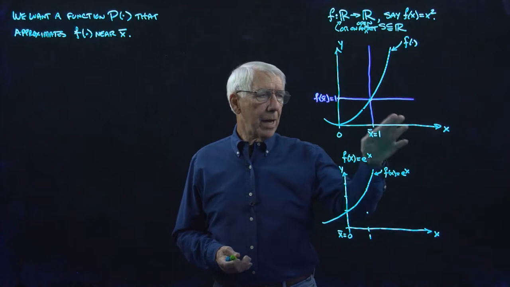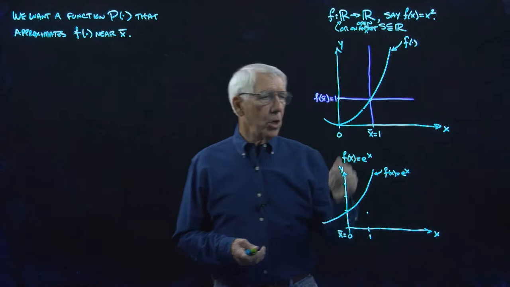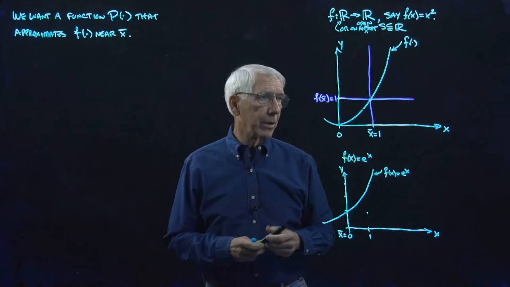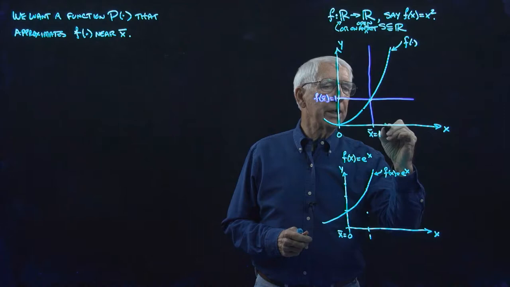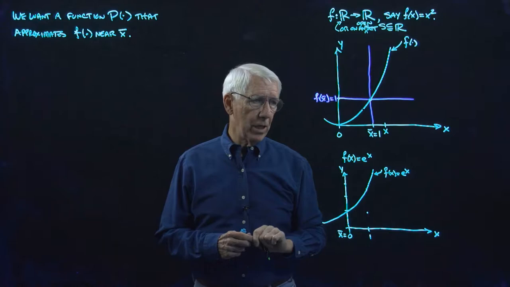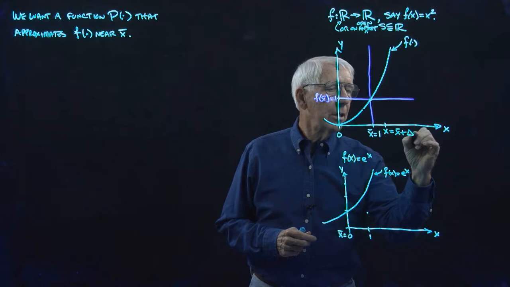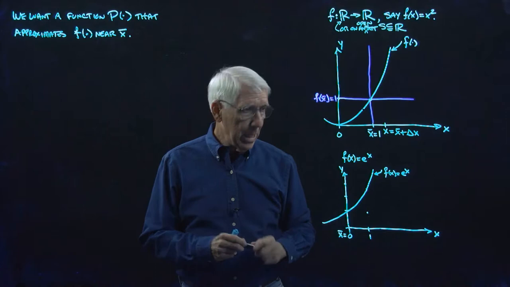So what I want to do is approximate the value of this near x bar equals, in this case, 1 in our example. So I want to see what happens if I move away from 1 by a little bit, by the amount we'll call delta x. So let's suppose that over here I have an x at which I want to evaluate this function, and I'm going to write that as x bar plus delta x. So delta x is the amount by which I'm moving away from x bar, the reference point.